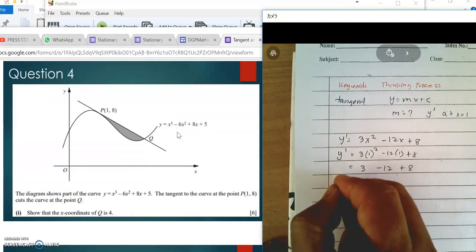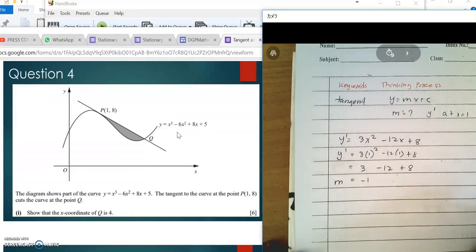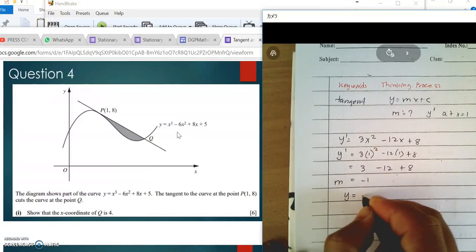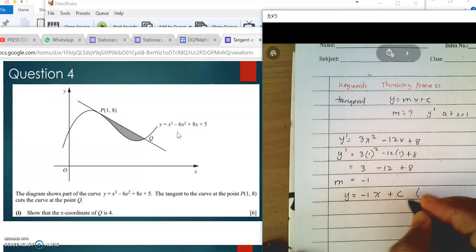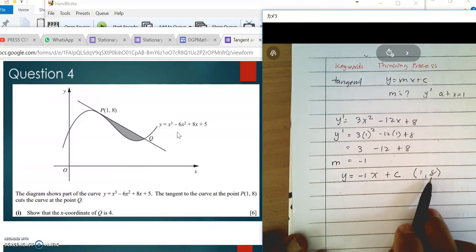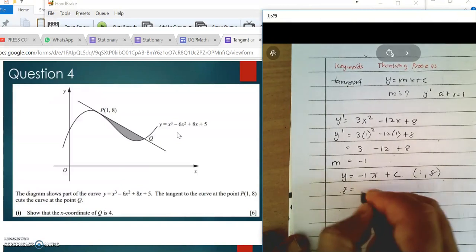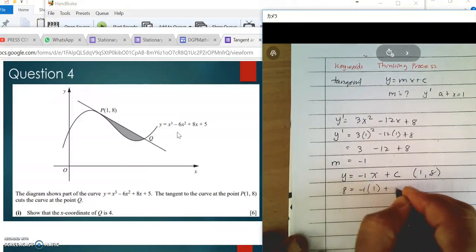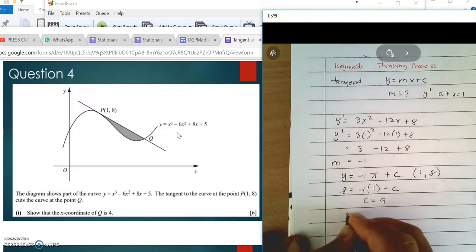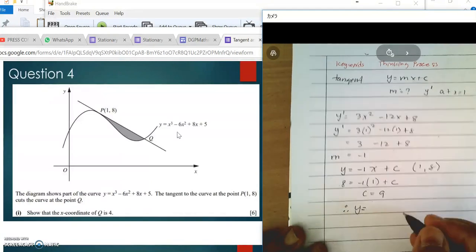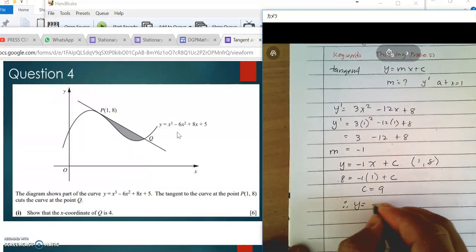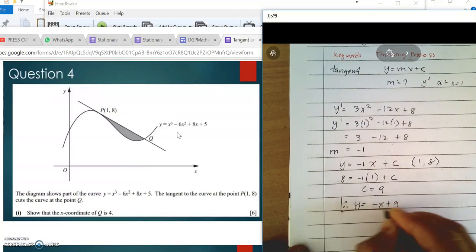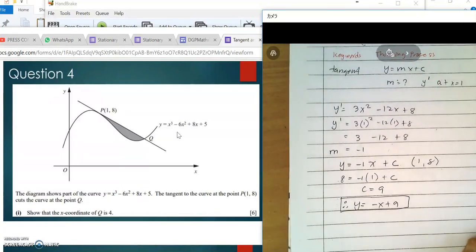So therefore that is your gradient of the tangent. The equation now of your line is y is equal to negative 1x plus c. You need to find what c is by plugging in the values (1, 8). So you plug in 8 there, minus 1 times 1 plus c. Your c is equal to 9. Therefore, your tangent is y equals negative x plus 9.